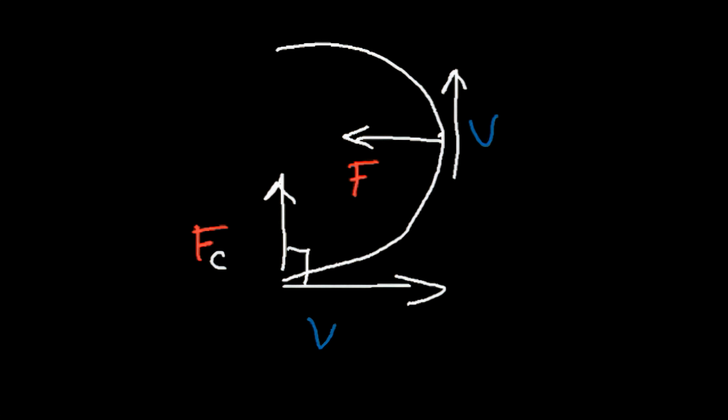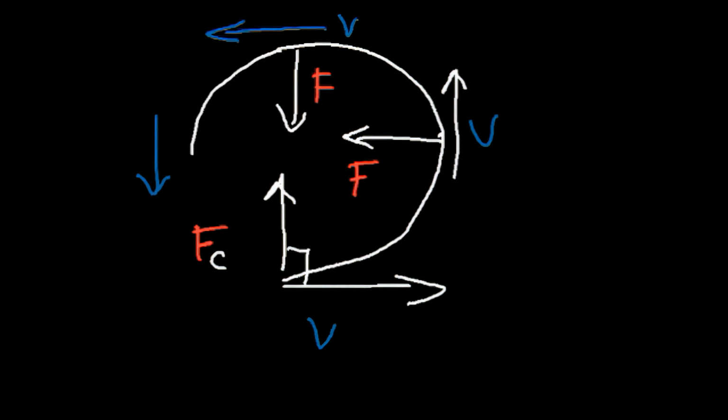Now at this point, the velocity vector is directed west, but the centripetal force still points towards the center. So it's going to turn towards the south. And now the velocity vector is directed towards the south, and the centripetal force is directed towards the center, and it's going to turn towards the east. So it's going to move in a circle. So the centripetal force causes an object to move in a circle.